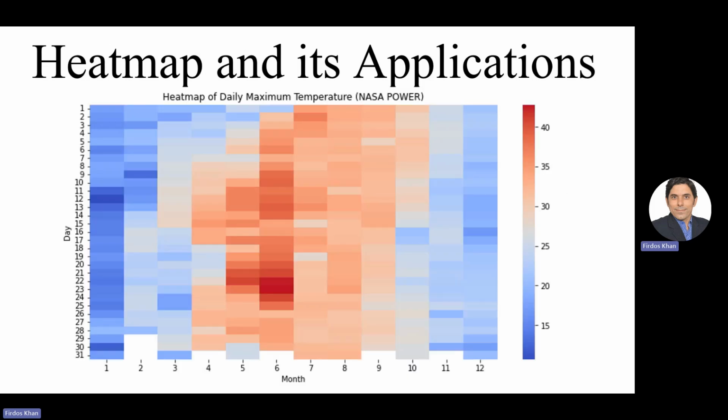Okay, so that's all about heat maps. The theory of the heat map is mainly divided into three parts: what a heat map is, types of heat maps, and applications of heat maps. In the next videos, I will explain how we can create a heat map in Python and R. I think this is enough for today.